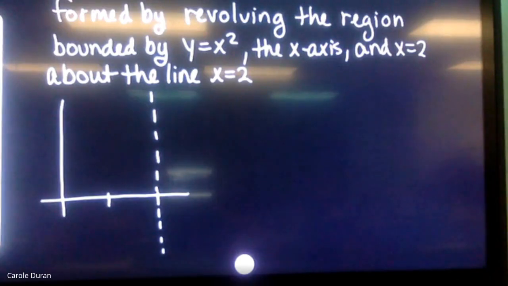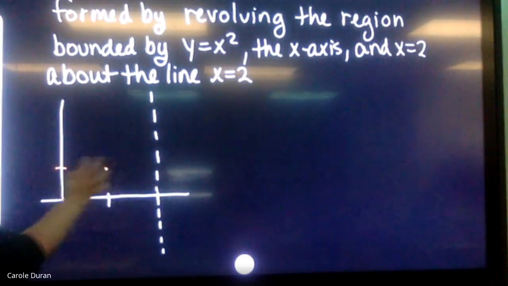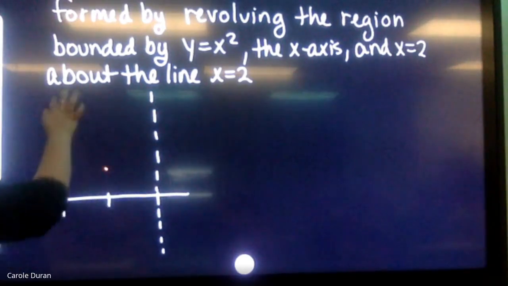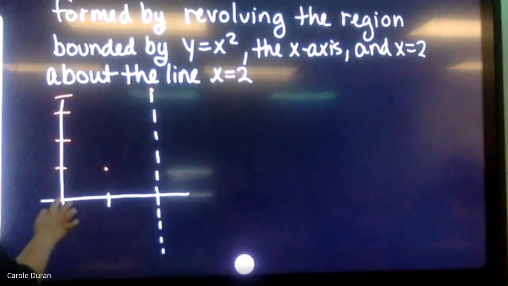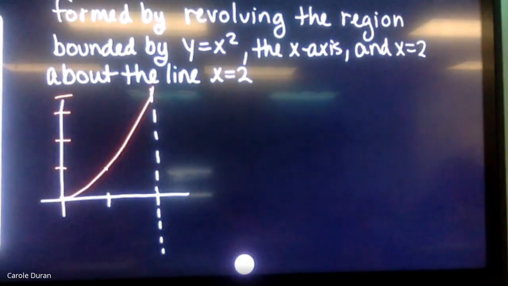So what I have to do is actually graph the graph itself. When I plug in 0, I get 0. When I plug in 1, I get 1. When I plug in 2, I get 4. So it's going to be up here, so my graph looks like that. All I did was graph that section of the parabola.